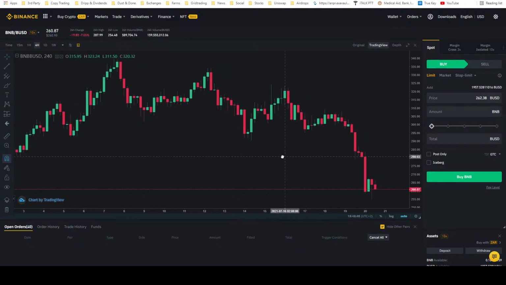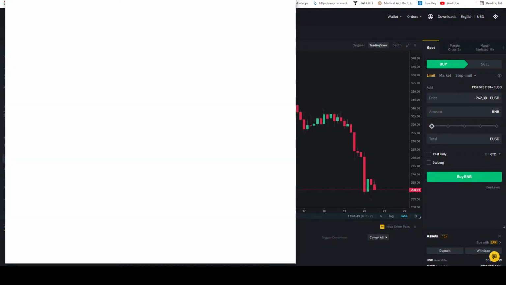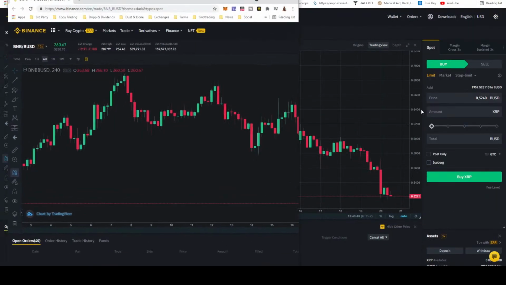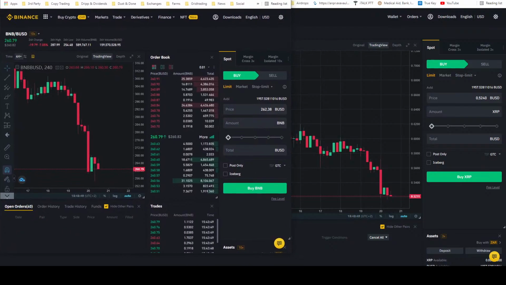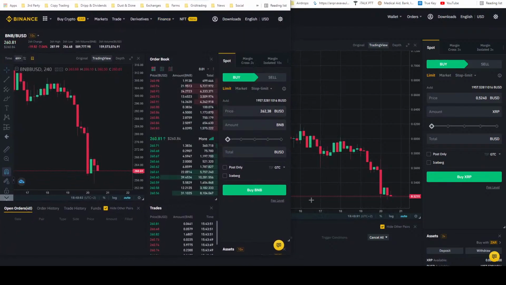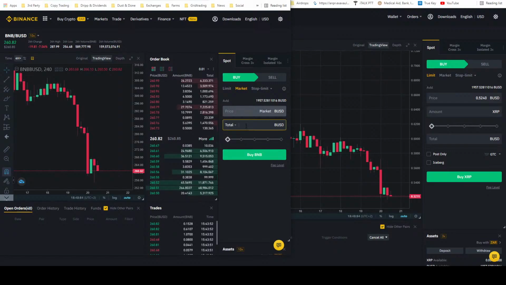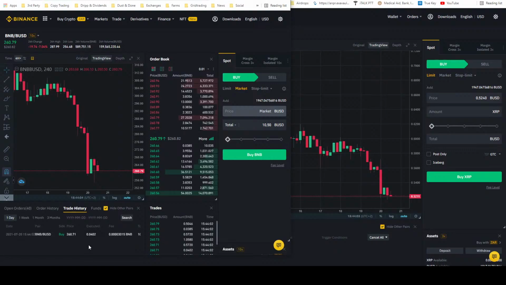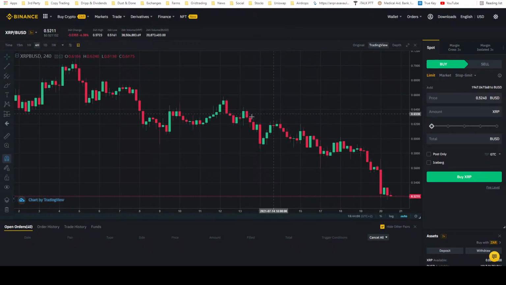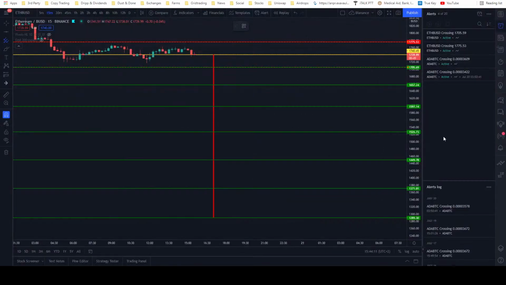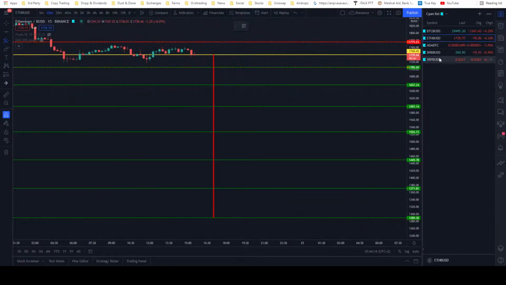There we go. So now we're going to go to BNB. We'll make it smaller. There we go. So the first thing we're going to do is buy BNB at the market price. Just going to buy a little bit more to make sure I get that order in. So BNB has been bought at 260.71. Let's go to TradingView and we go to BNB.